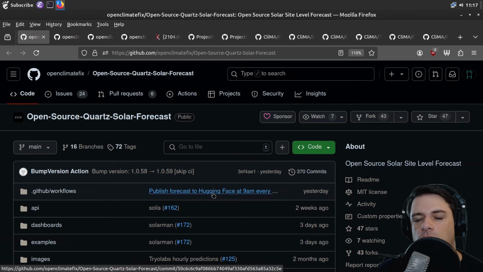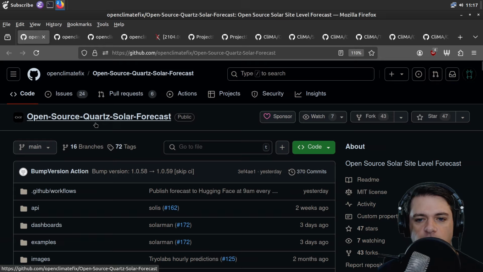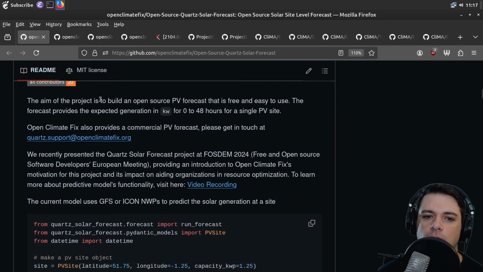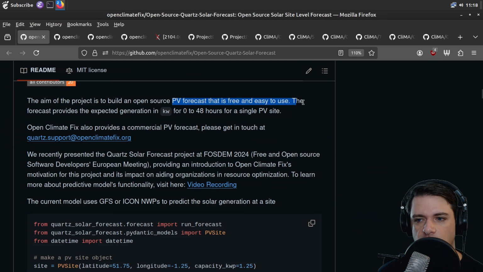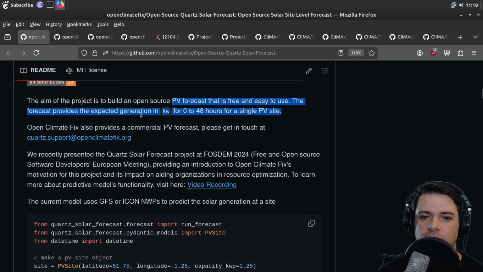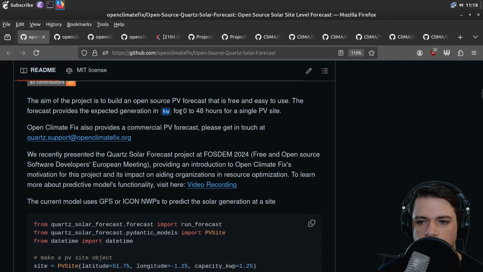Triples. I don't know about RDF. Okay, so here's open source Quartz Solar Forecast. An open source PV forecast. I'm not sure I know what PV is. That is free and easy to use. The forecast provides the expected generation in kW for 0 to 48 hours for a single PV site, photovoltaic maybe.